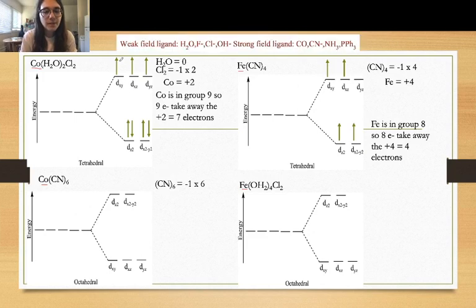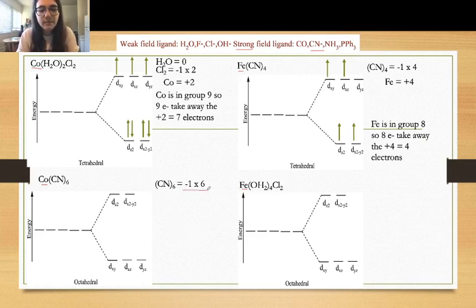Good. Now, when I'm doing the octahedrals, they are going to have to take into account weak and strong field, unlike my tetrahedral. Because tetrahedrals are mostly high spin, but you'll find that octahedrals are not. They can be high or low spin. So my CN is a strong field ligand. And a strong field ligand can then influence how the electrons pack.